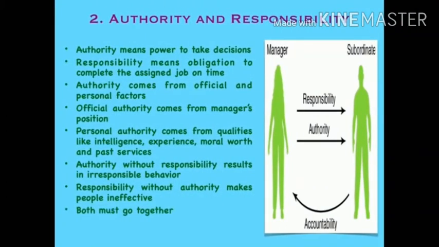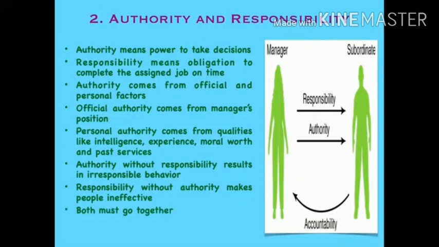Now comes the second principle, which is that balance should be there between authority and responsibility. Okay, now what do these two terms mean? Authority means the right to give orders and obtain obedience, or the power to take decisions. And what does the second term mean? Responsibility means obligation to complete the assigned task or assigned job on time.